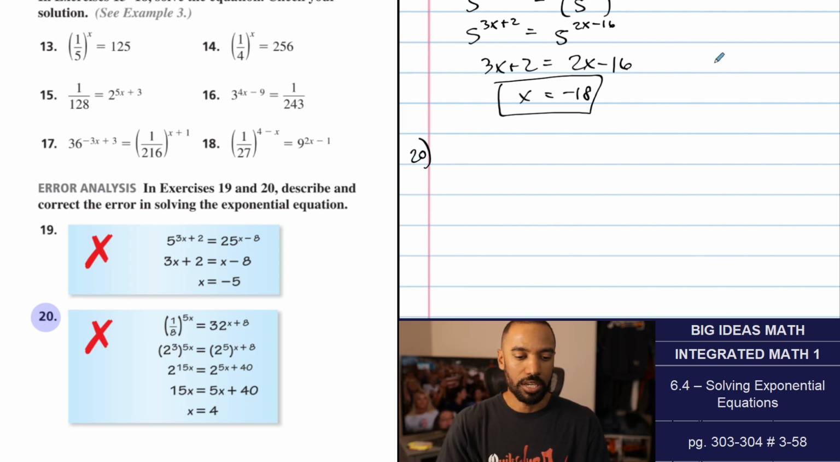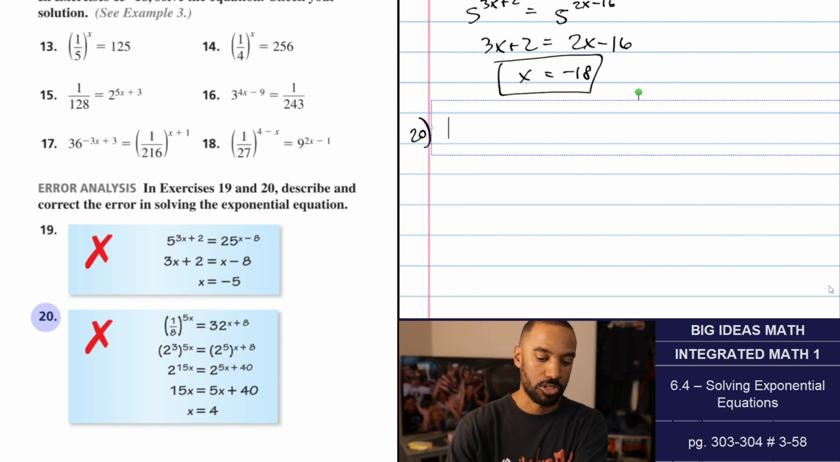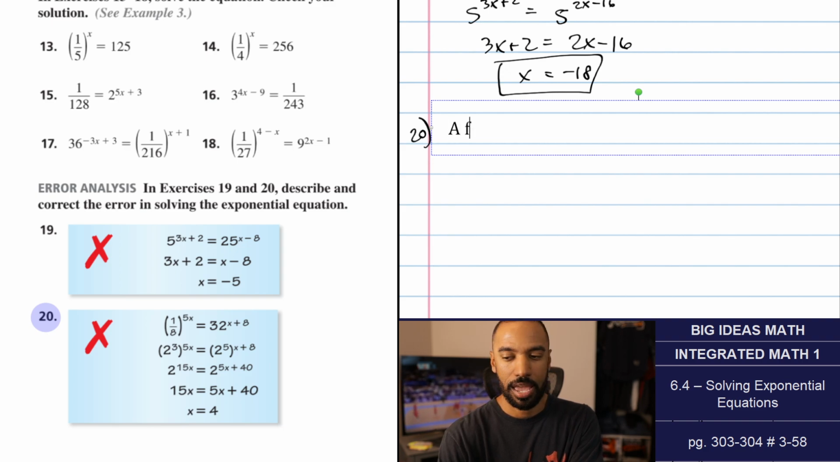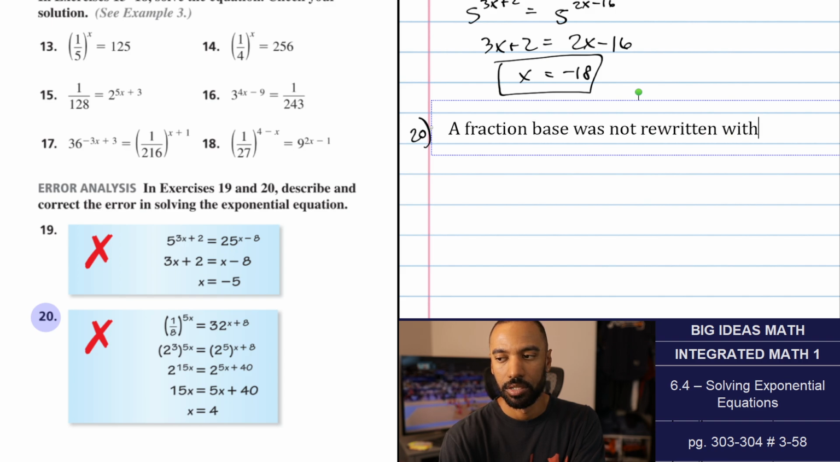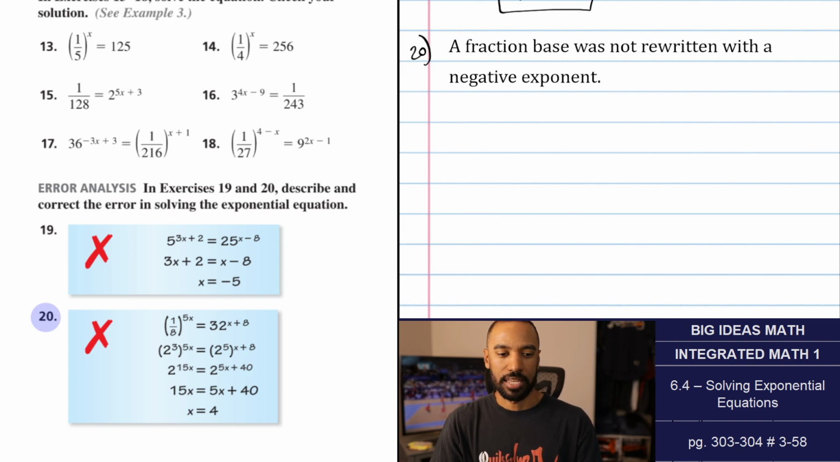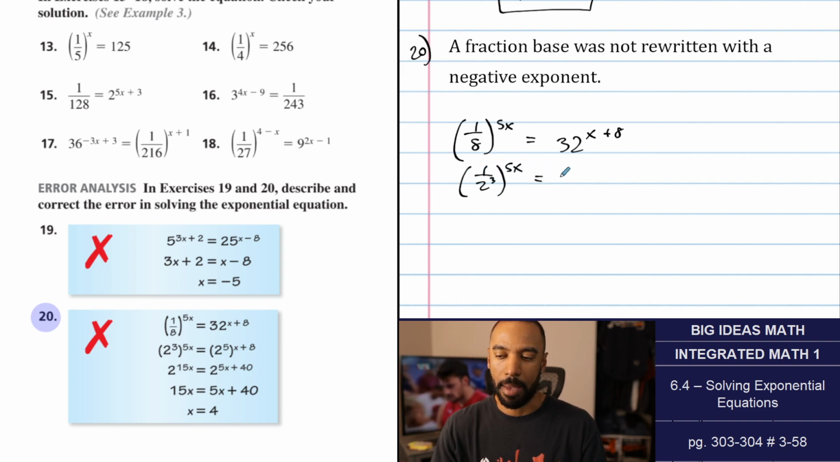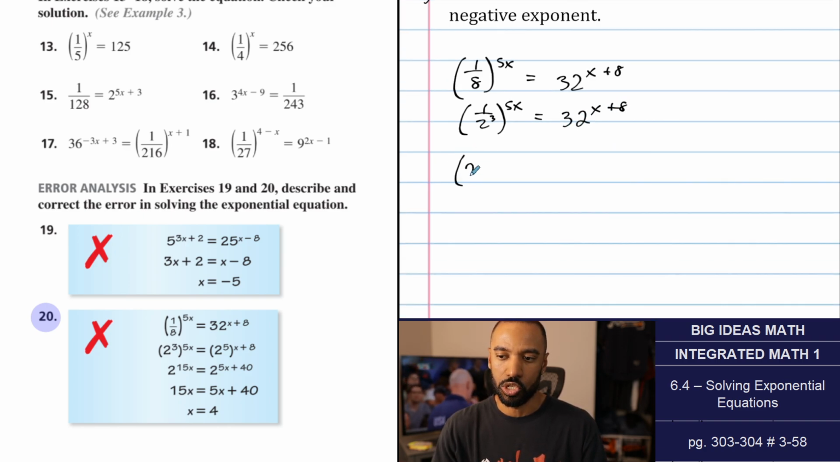So everything else is looking good. Obviously, it's going to change the rest of the problem. Actually, maybe not fully, but just a little bit. A fraction base was not rewritten with a negative exponent. Point blank, that's the idea. Now, they didn't write the in-between step where they could have written 1 over 2 cubed, right? We could have begun with that. So maybe they can do 1 over 2 cubed, but it's still not a matching base until you do more with that. In which case, this is where you would say 2 to the negative third.